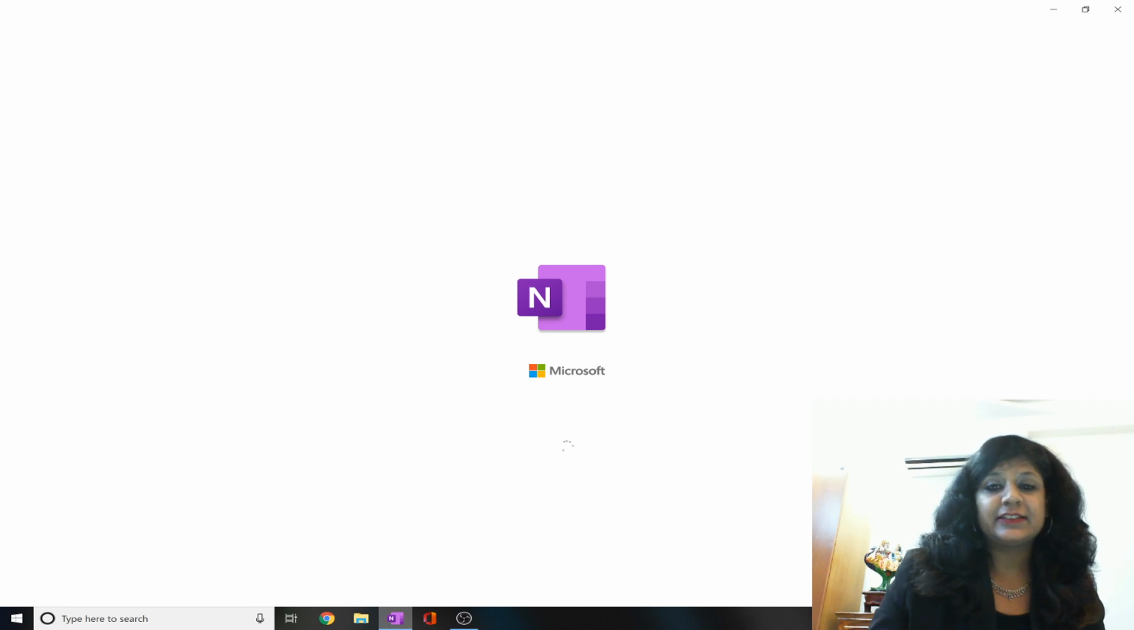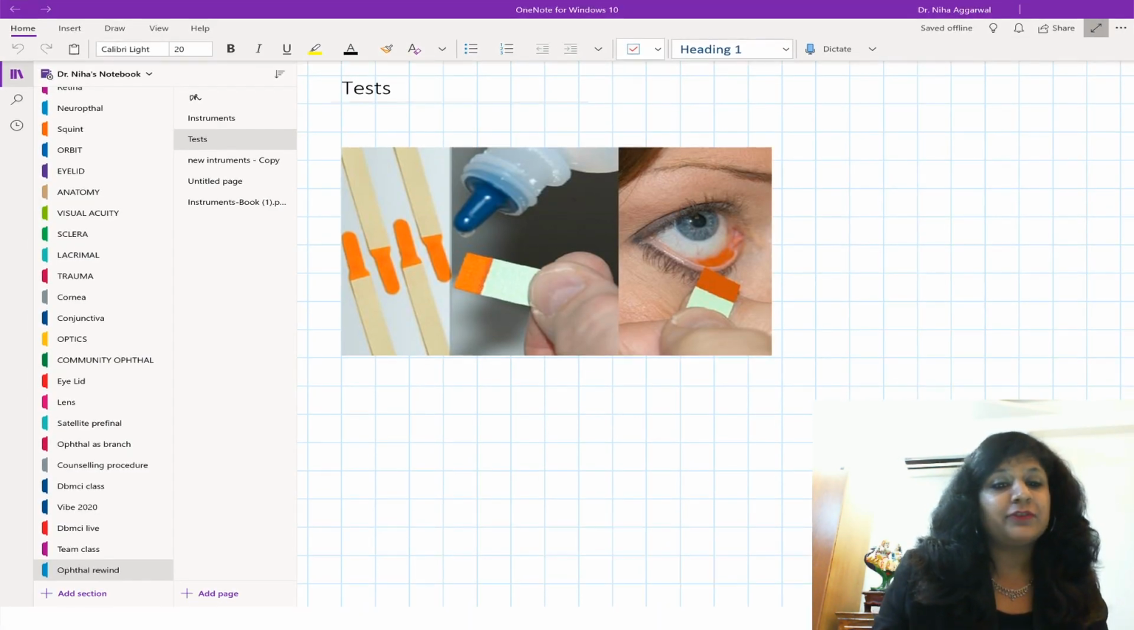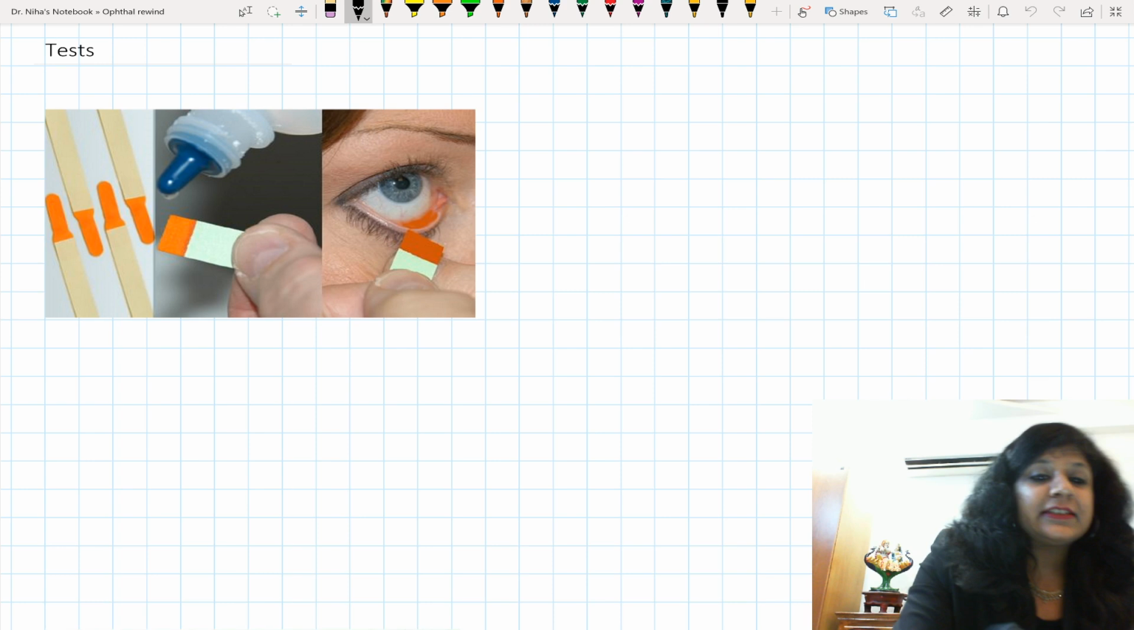Hey guys, so today we will be discussing some of the important tests that are asked repeatedly in various exams. Amongst these, let us first see this one. Now what you can see here, we have got the fluorescein strips.